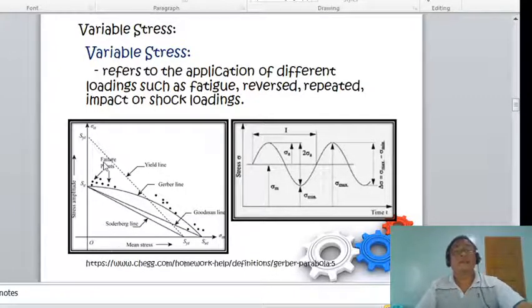At the right portion of the slide we have the stress and time. You will identify the maximum stress and then the minimum stress.